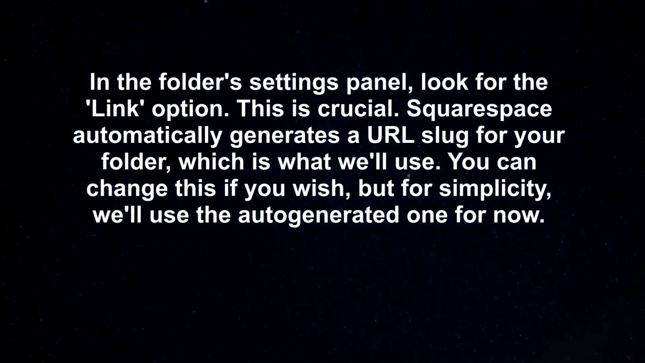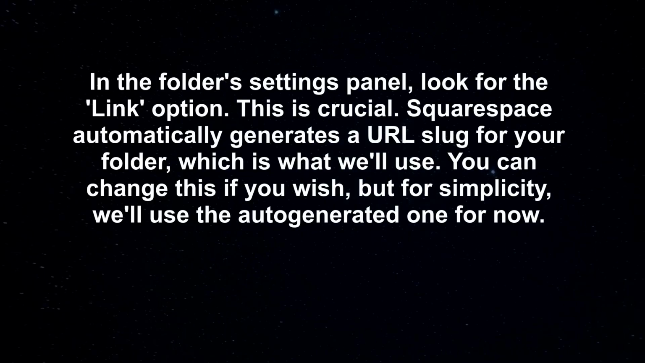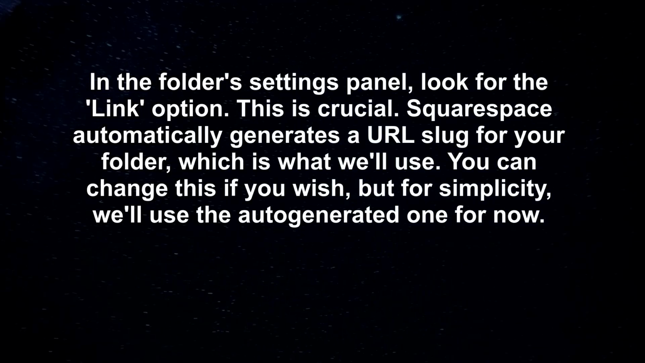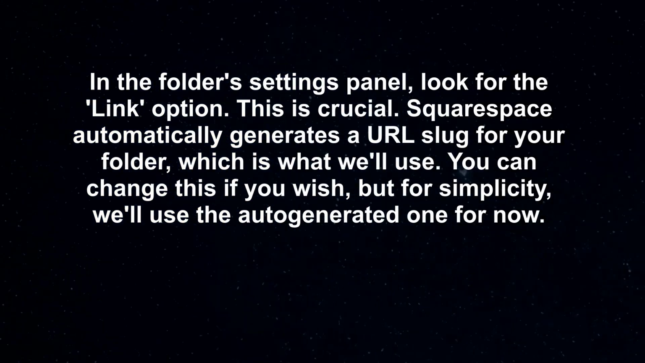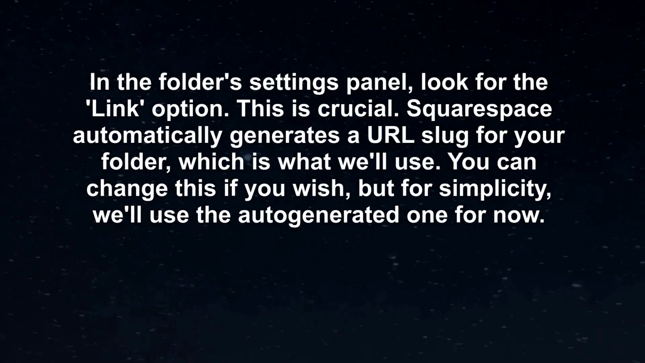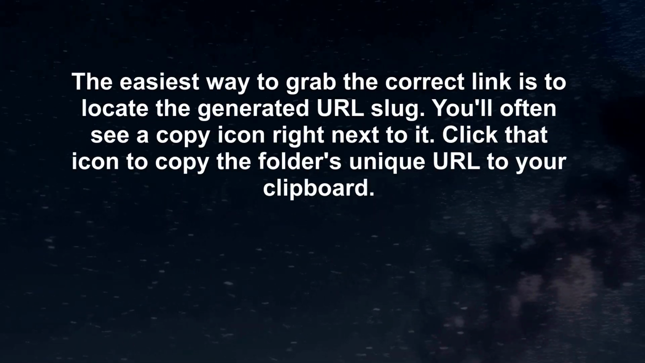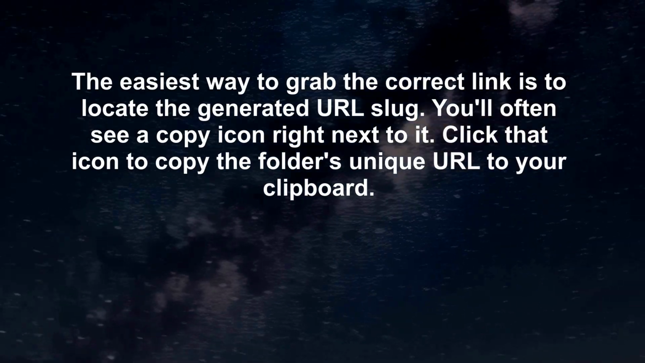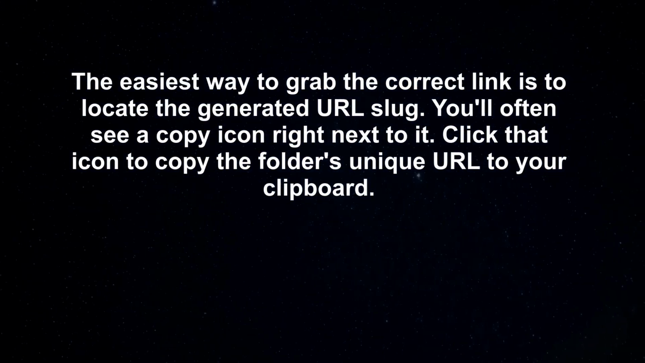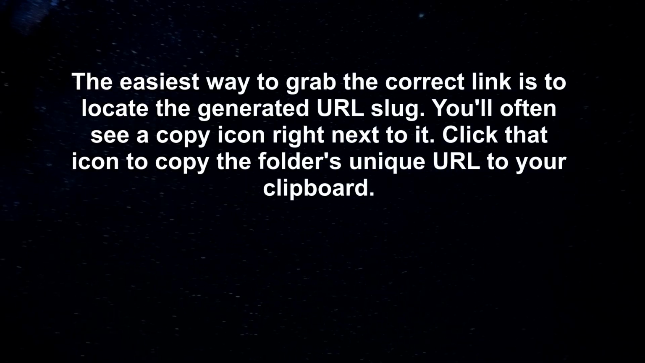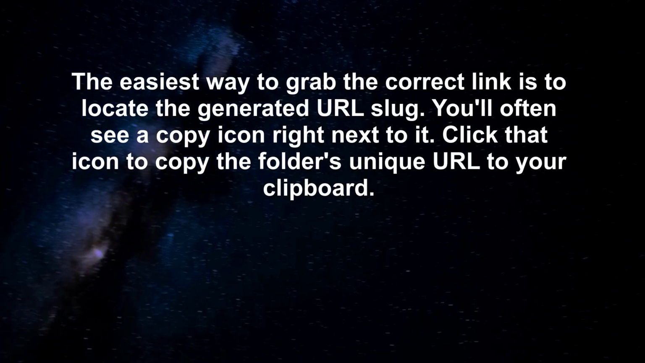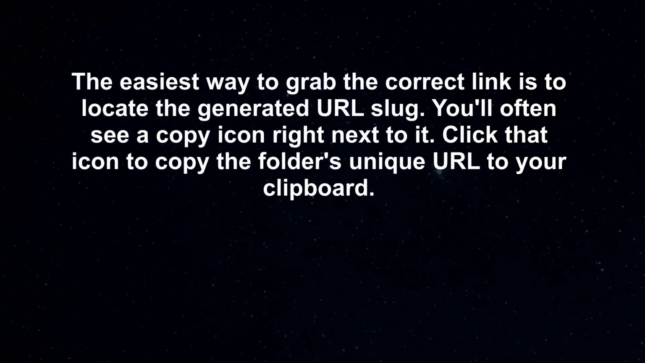This is crucial. Squarespace automatically generates a URL slug for your folder, which is what we'll use. You can change this if you wish, but for simplicity, we'll use the auto-generated one for now. The easiest way to grab the correct link is to locate the generated URL slug. You'll often see a copy icon right next to it. Click that icon to copy the folder's unique URL to your clipboard.